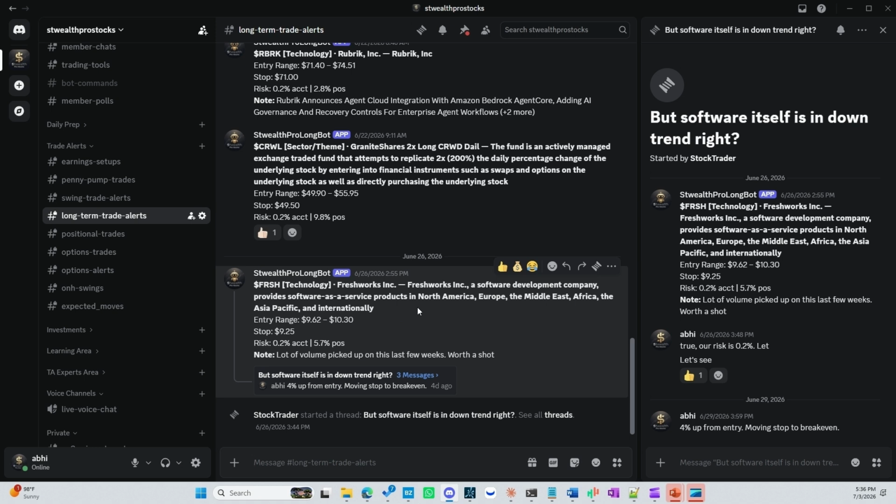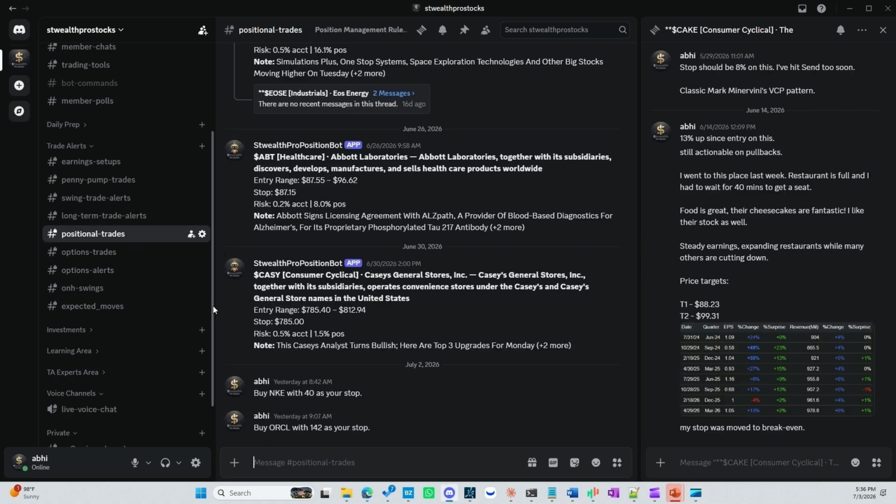Next is long-term trades. The intention for these long-term trades is to come in and take the trade with the mindset that you're going to hold that stock for a really long period of time. Long for me is more than a month and up to 6 months or even years. Same theory: as long as the stock is behaving, I'm in it. Next is positional trades.